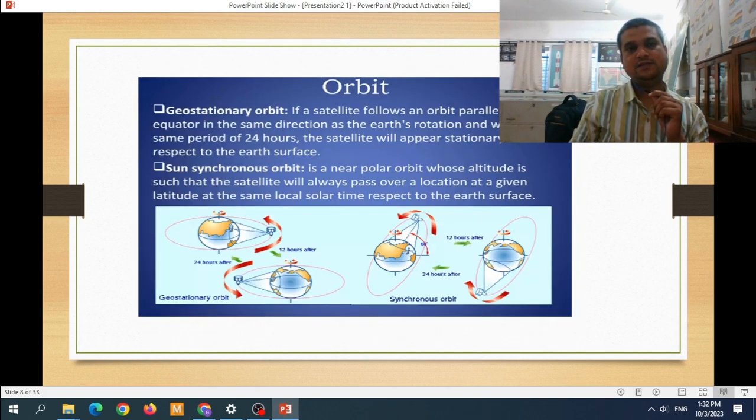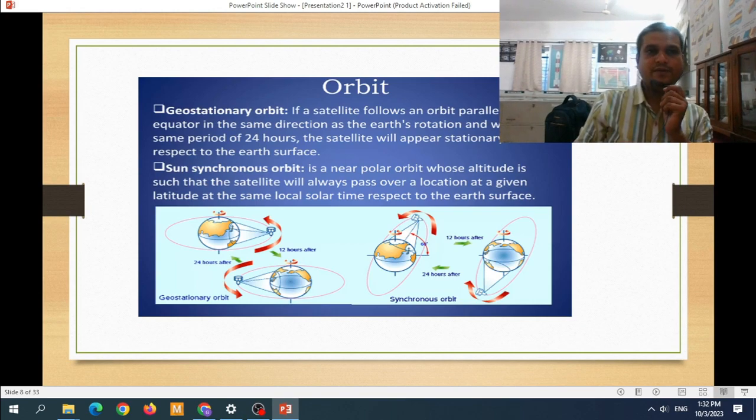First we see the basics, that is the orbit. Which type of orbit is used? That is the geostationary satellite. If a satellite follows an orbit parallel to the equator, here you can see the figure, that is the direction of the earth's rotation. You can see it moves with the same, and the earth's rotation period is 24 hours. Here you can see this is the satellite which rotates in 24 hours. After 24 hours it comes again here. That is the geostationary satellite, whose time period is 24 hours.